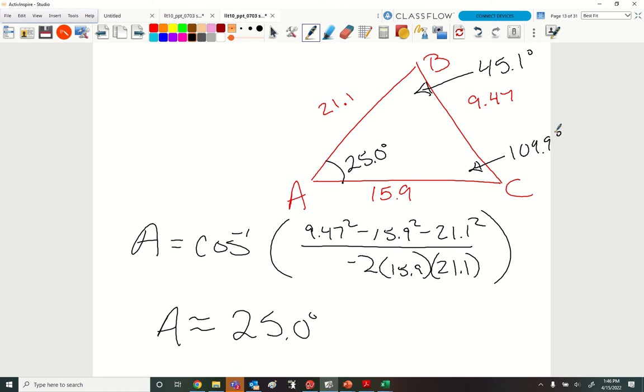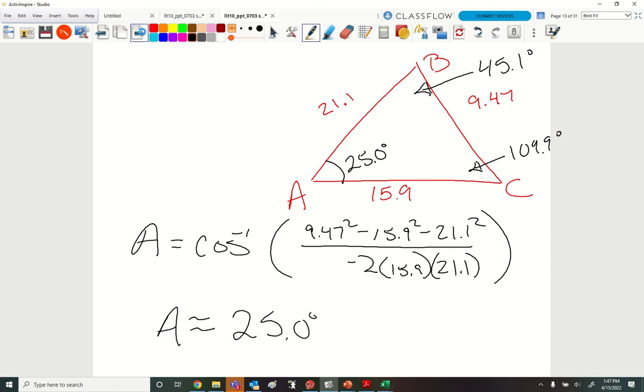Now, does this fit the rule that we learned the other day about the triangle? Yeah. Biggest angle, biggest side. So my biggest side is 21. Is that the biggest angle? Yep. My smallest side is 9.47. Is that the smallest angle? Yes, it is. So as you're going through looking at it, that's always something you want to take into consideration, especially if you get something weird. You have to look to see, all right, does this seem right?